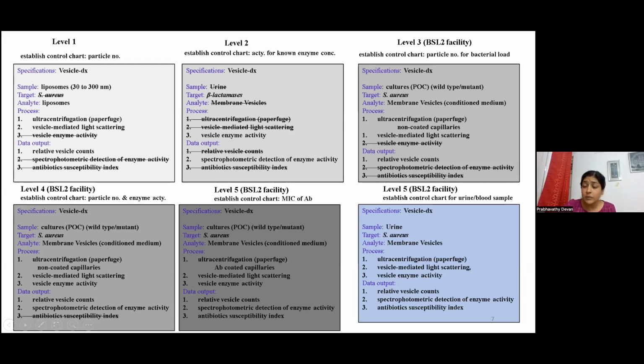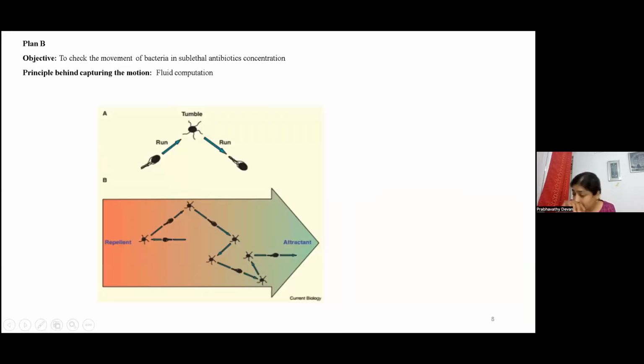In case I'm not able to take it further in the near future, I have a plan B, which is much simpler, and of course I will come up with a proper plan for it. This interesting chemotaxis property of bacteria can be used to identify antibiotic susceptibility. I haven't come across any approach like this in any of the diagnostic methods.